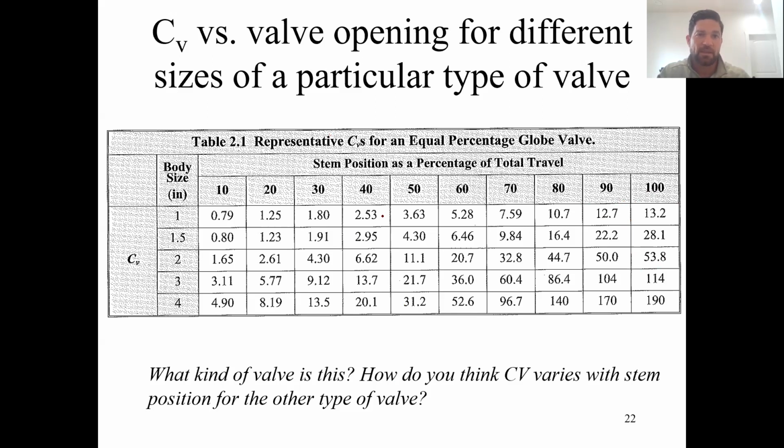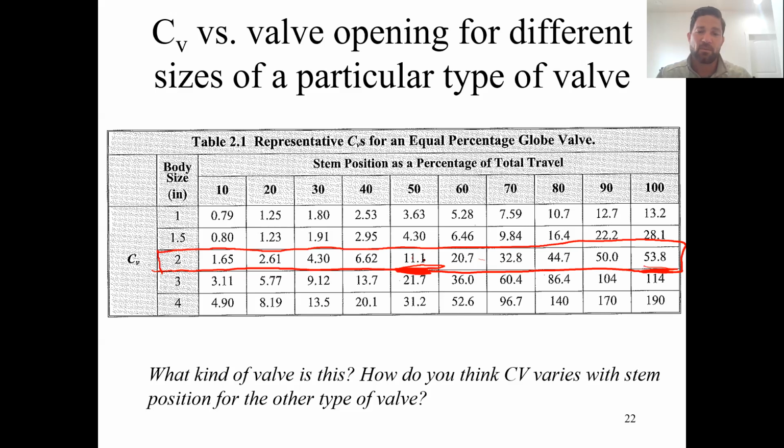Now, if we know we want to use an equal percentage valve, we would have to read it off this chart. For example, if we think about a 2-inch body on an equal percentage valve, we can see the values here. The maximum CV is 53. If it were a linear valve, the CV at 50% open would be about 27, 26.9. But we can see actually the CV is 11.